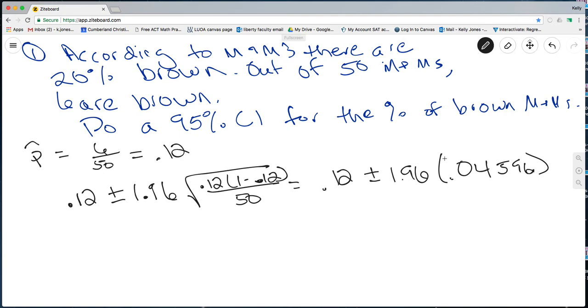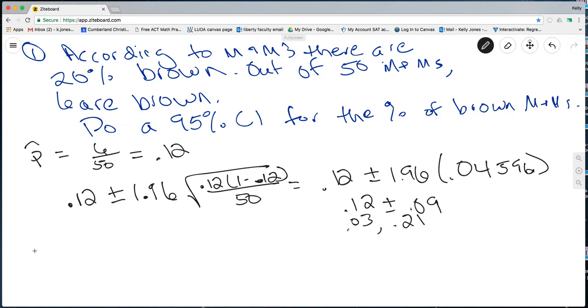Then I'm going to multiply these two numbers, the 1.96 times that. So 1.96 times 0.04596 gives 0.09 and a bunch of zeros, so that's convenient. I'll just leave it as 0.09. And so now we're going to do 0.12 minus 0.09, and that gives me 0.03. And then when I do 0.12 plus 0.09, I get 0.21. All right, so that's our confidence interval.